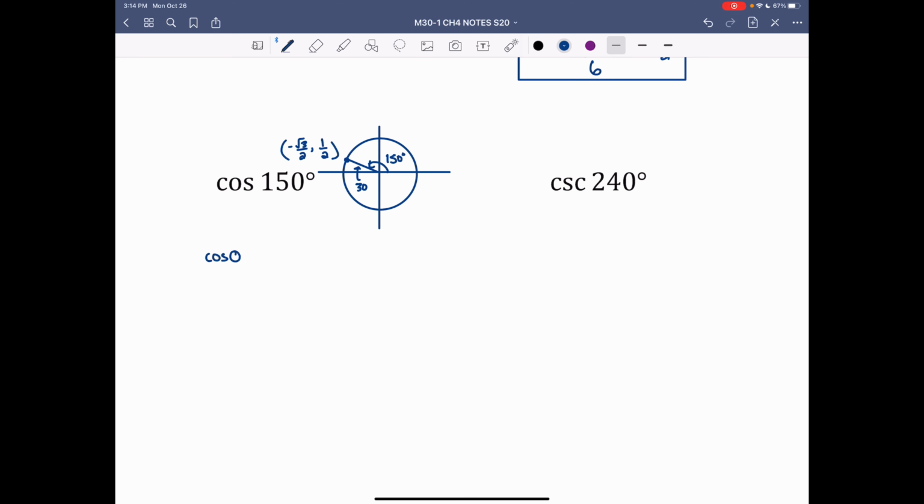Then cos theta equals adjacent over hypotenuse. Adjacent is the x value, hypotenuse is 1 for the unit circle, so that just is x. Then cos of 150 degrees is the x value for the point where the terminal arm of angle 150 degrees meets the unit circle. The x value there is negative √3/2.